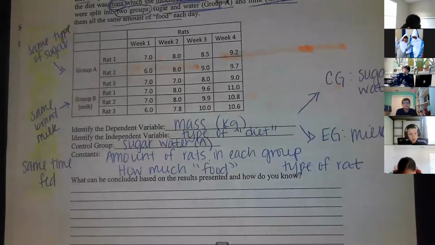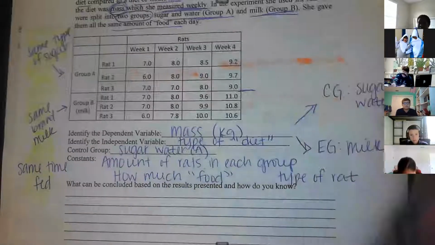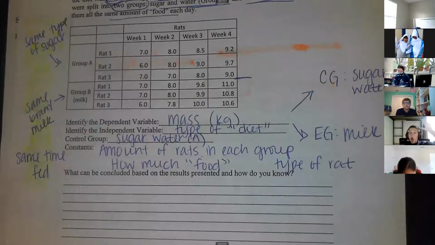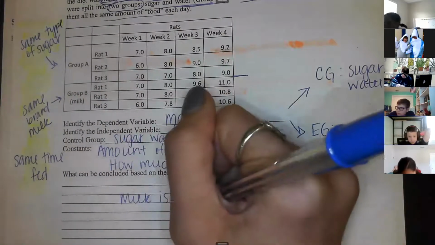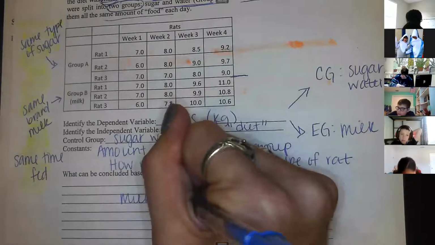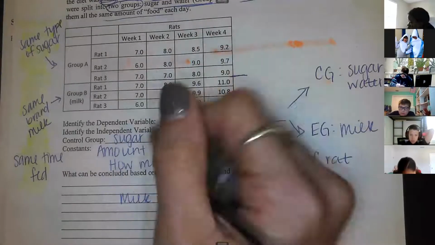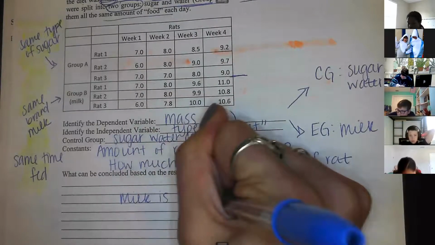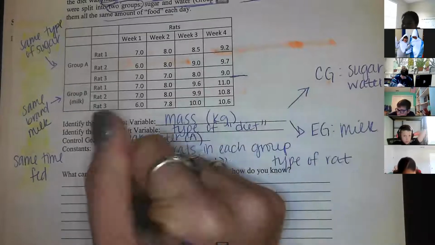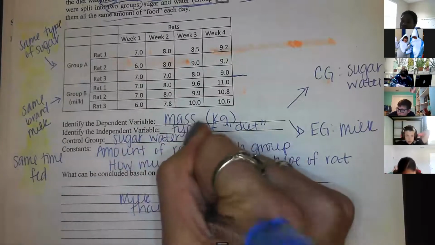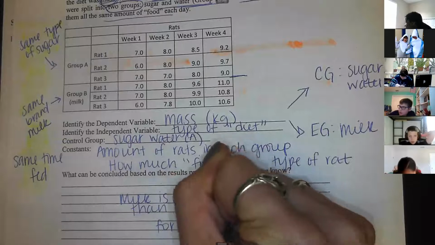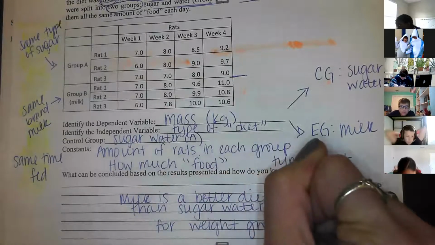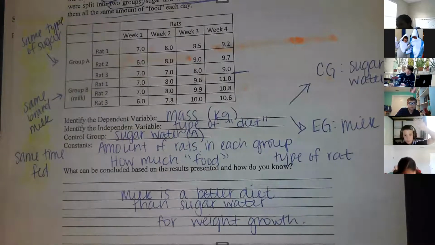All right. So looking at the results, who got fatter? Kyle? The ones that drank the milk. So our experimental group, so milk is a better, or we could say milk is a better diet than sugar water for growth. And let's specify for weight growth. Yeah, there's some big old fat rats.